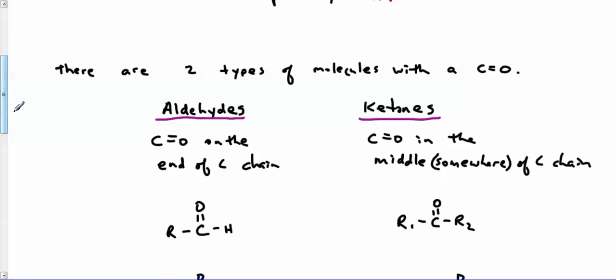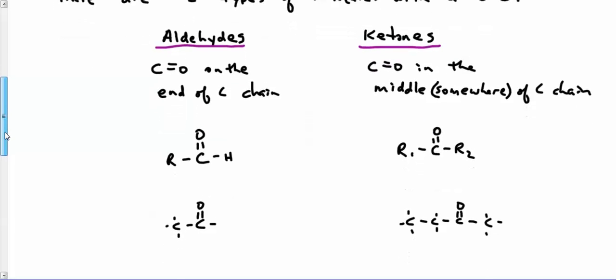So for example, this is the general formula for an aldehyde. We've got a bunch of carbons here, and the last carbon, which is this one, is attached to an H and a double bond O. As opposed to in ketones, when I've got a long chain here, and this guy's somewhere in the middle of the chain.